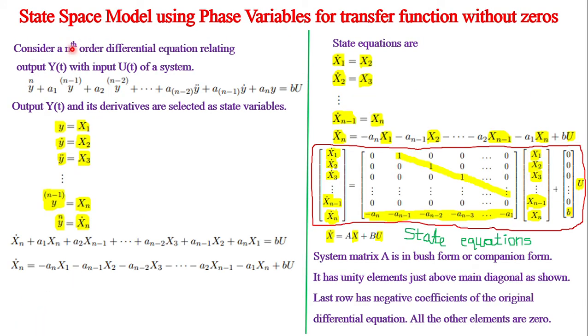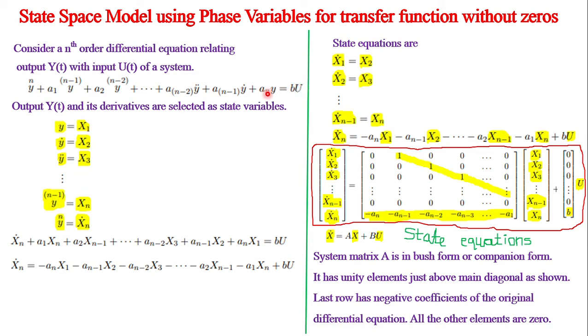So consider an nth order differential equation relating the output with the input of the system. Here y^n is nothing but the nth order derivative of output. This is the n minus 1th derivative of output, n minus 2th derivative of output, second derivative of output, first derivative of output, output itself. The right hand side contains only input, no derivatives.